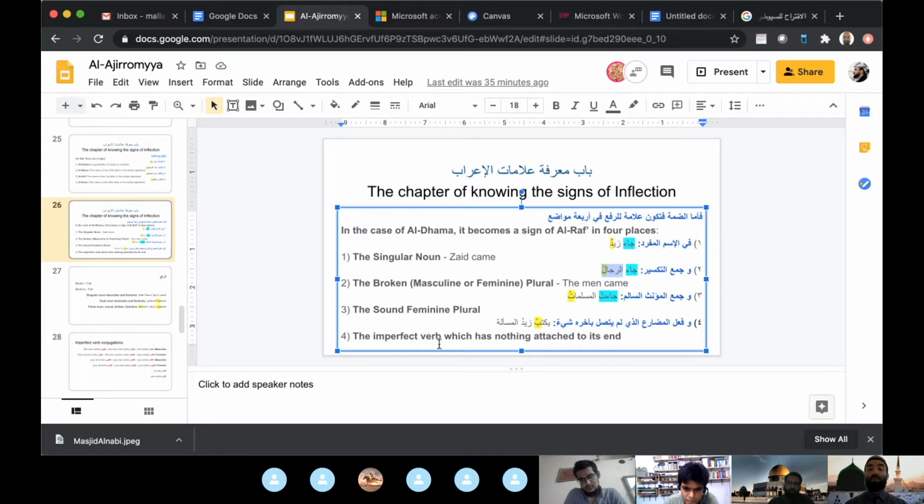And the fourth place that we said Dhamma is a sign of Rafa was the imperfect verb, the present future verb. And the example that I gave was يكتب زيد المسألة أو يكتب زيد الكتابة. Zaid is writing the book.